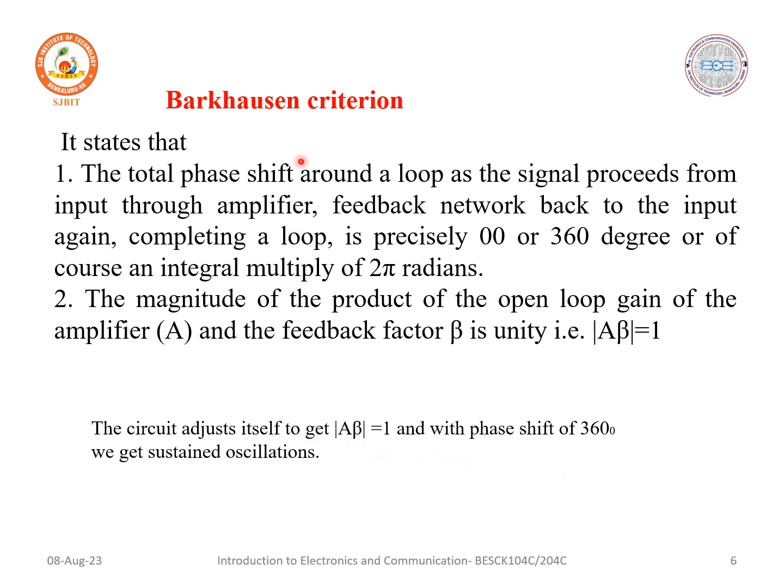So straight away we can say that the Barkhausen criteria for sustained oscillation has two conditions. One, the total phase shift should be 0 degrees or 360 degrees. The second one is the overall loop voltage gain must be greater than 1.